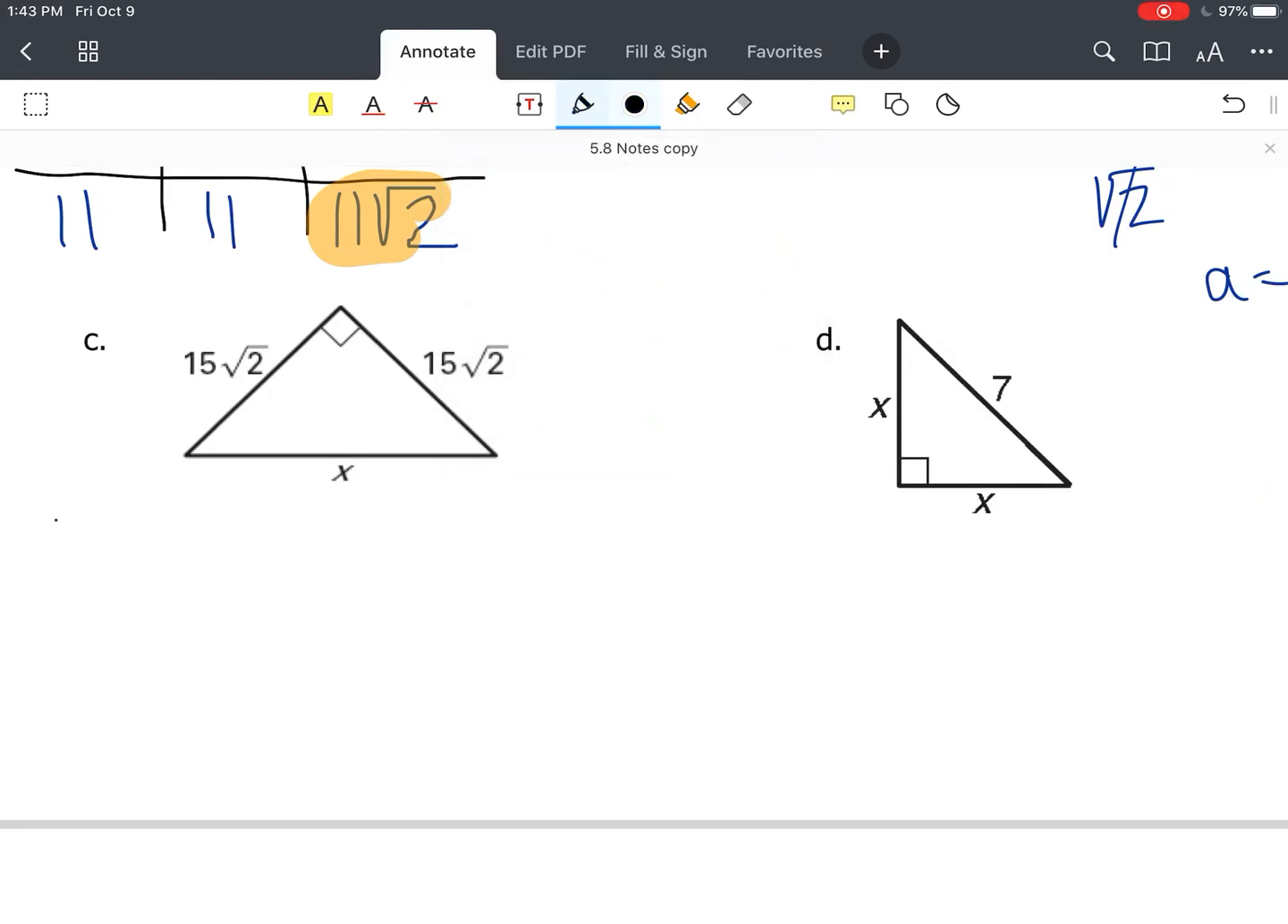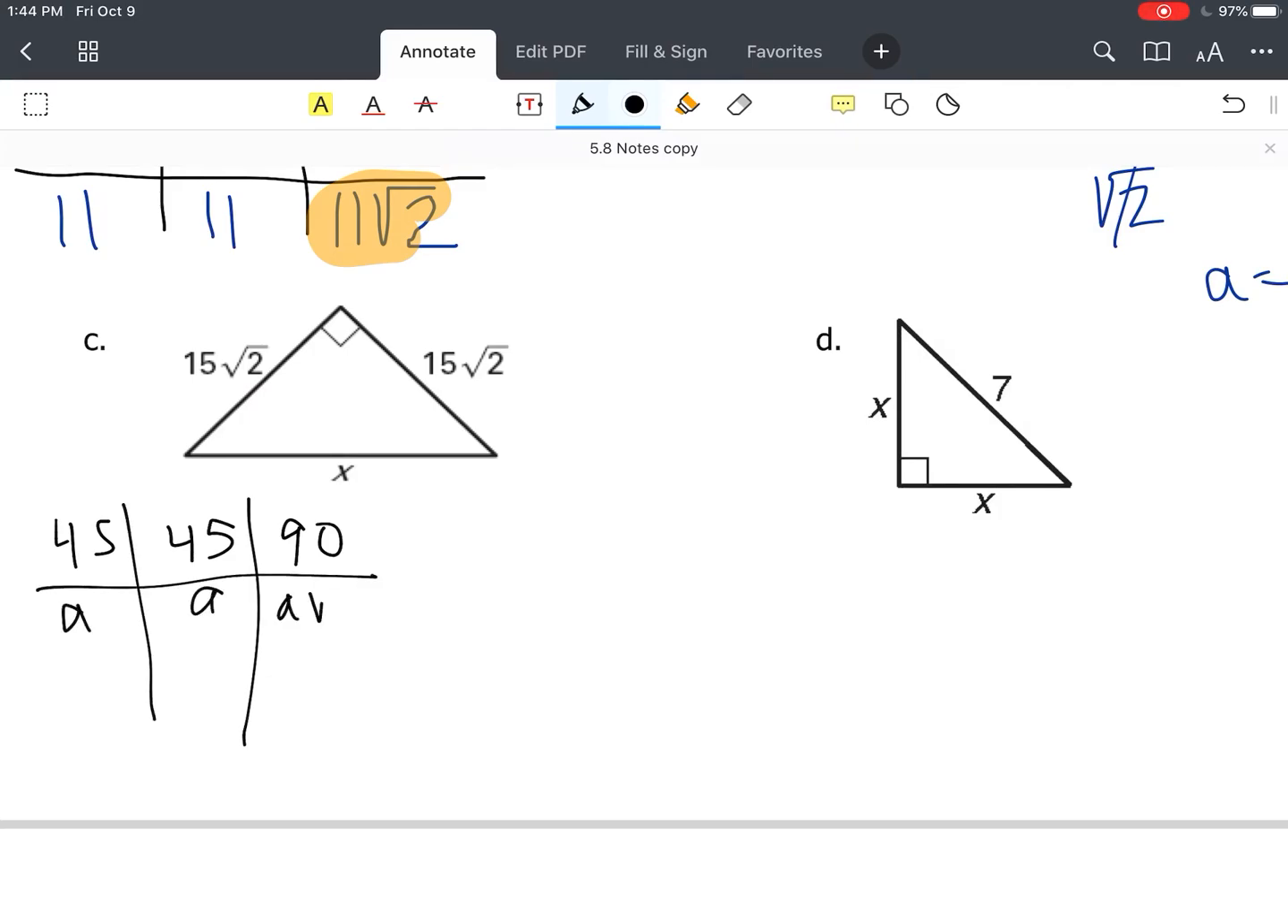Moving on to letter C. Again, we're going to draw our chart. So 45, 45, 90, and then A, A, A root 2. So across from the 45s are the same. Across from 90, we multiply by root 2. They only gave me one angle here, 90, but they told me these two sides here are the same. Well then, if those two are the same, I know these two angles have to be 45.